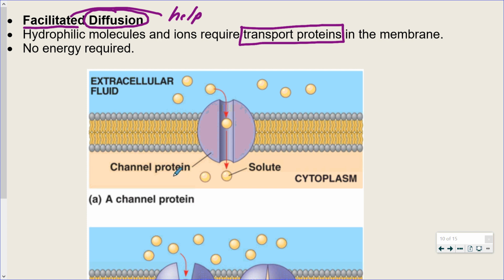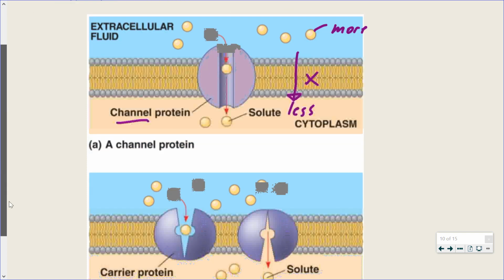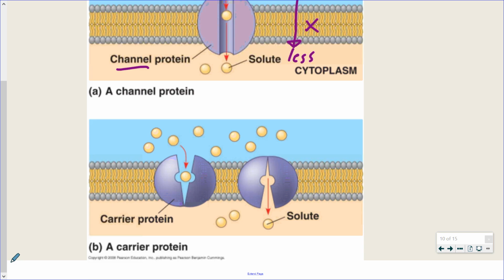So the picture that we have at the top here, this is showing a channel. So it's still diffusion because these solutes, we have more on the top side, we have less on the bottom side. Only they can't go through the phospholipid bilayer. Why? Well, maybe they're charged, or maybe they're too large, or maybe they're hydrophilic, or maybe they're polar. So now the only way that they can get through is by passing through this channel from one side to the other. Still doesn't require any energy because they are still moving down their concentration gradient, from where there is more to where there is less.